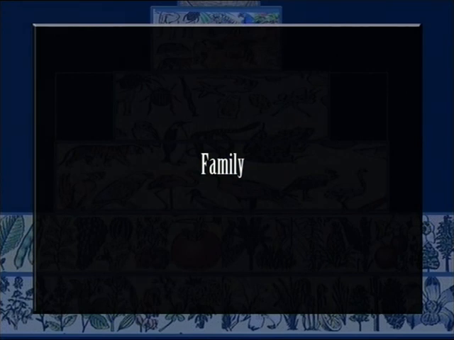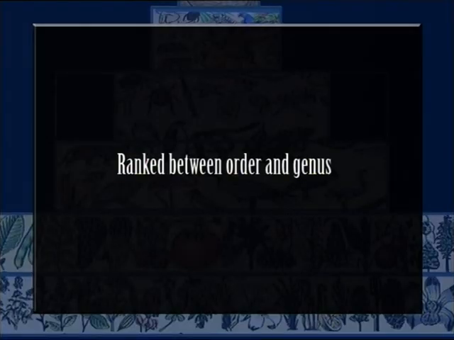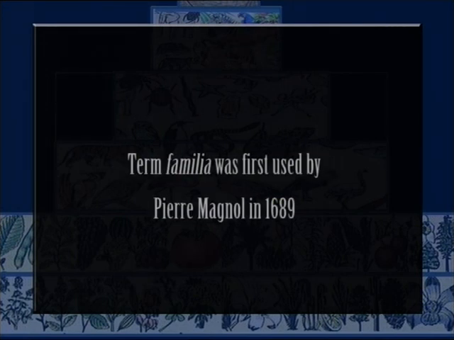Now, we see about family. In taxonomic hierarchy, the family represents a taxon ranked between order and genus and constitutes a group of related genera. The taxonomic term familia was first used by Pierre Magnol in 1689. However, he ranked it as a taxon below the rank of genus.